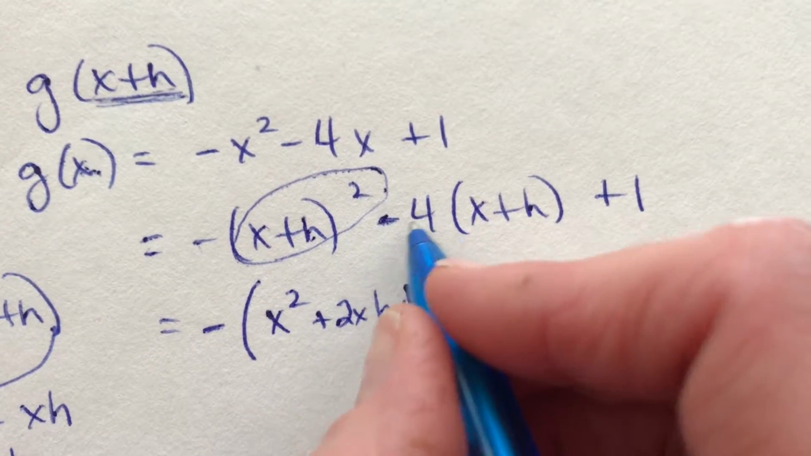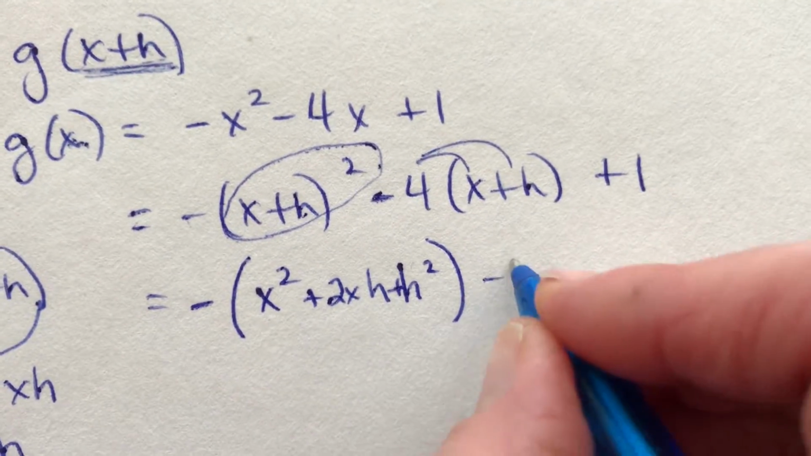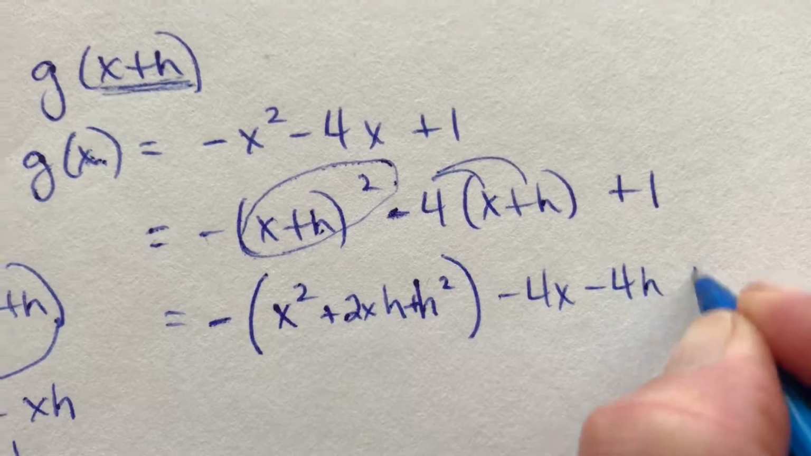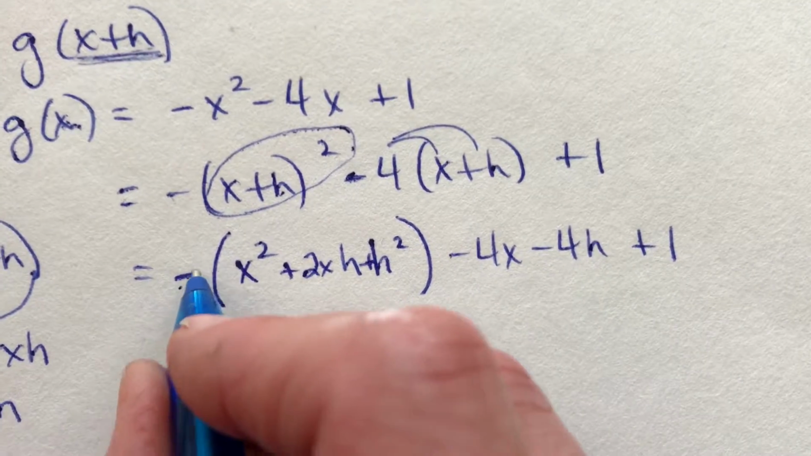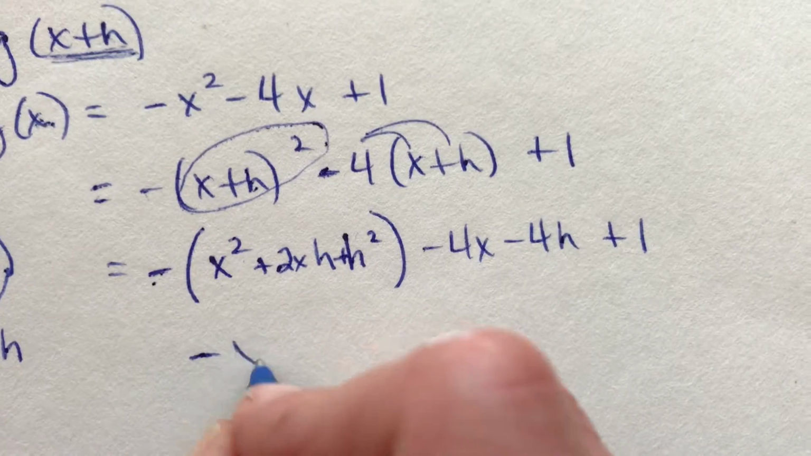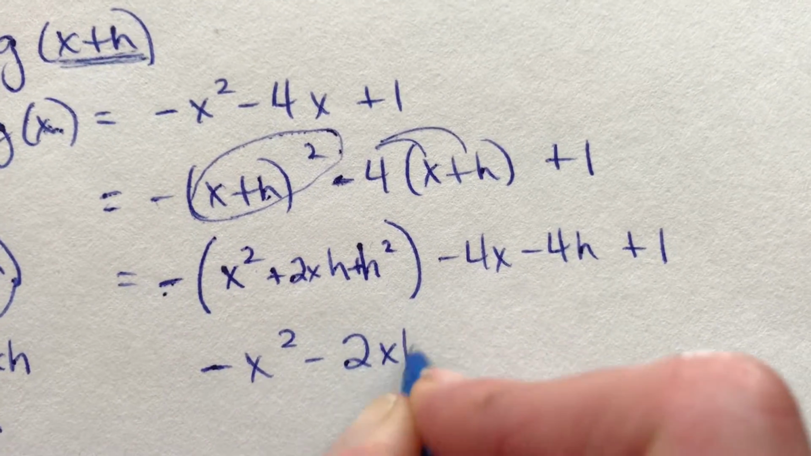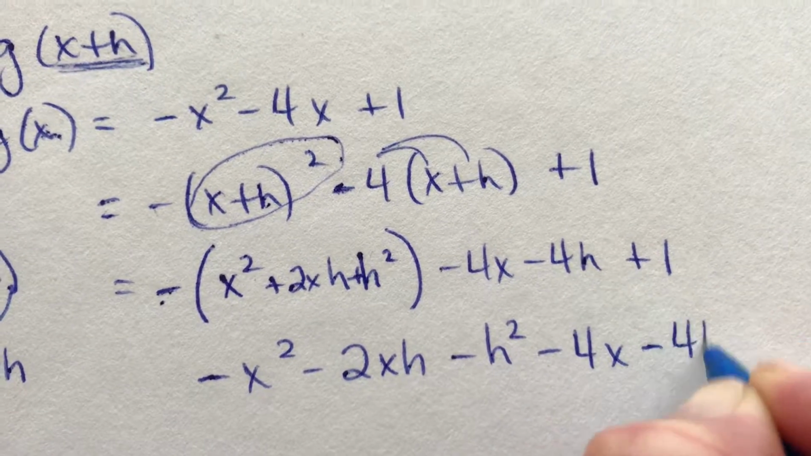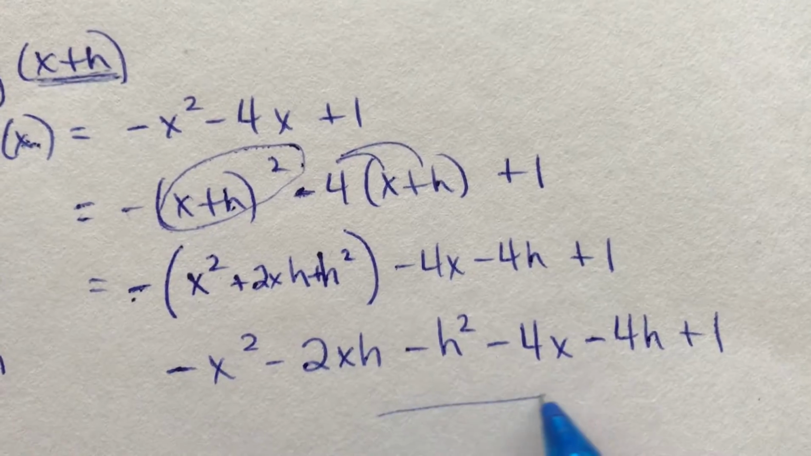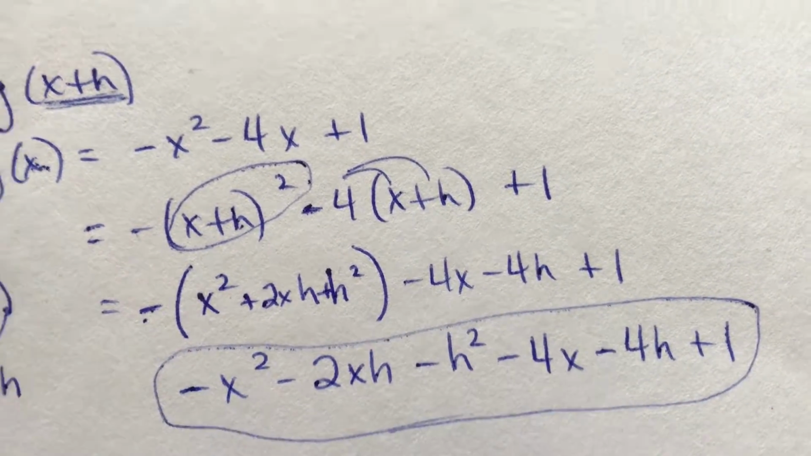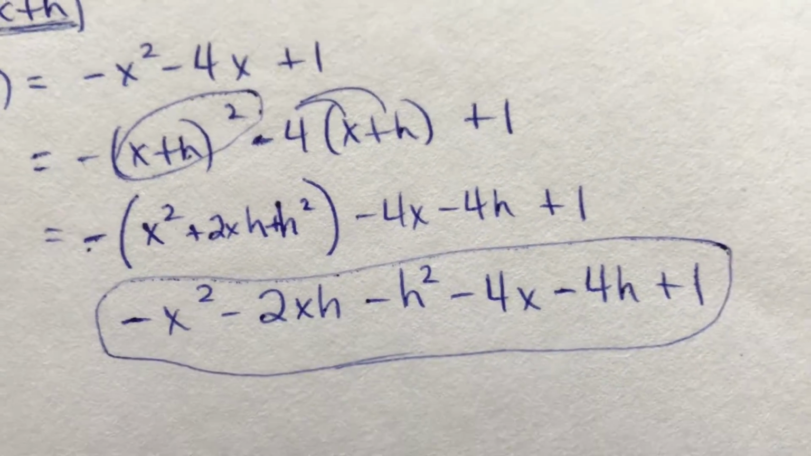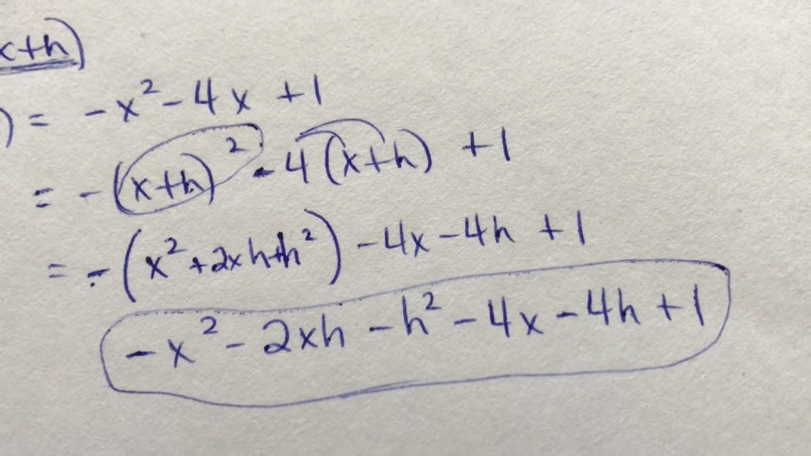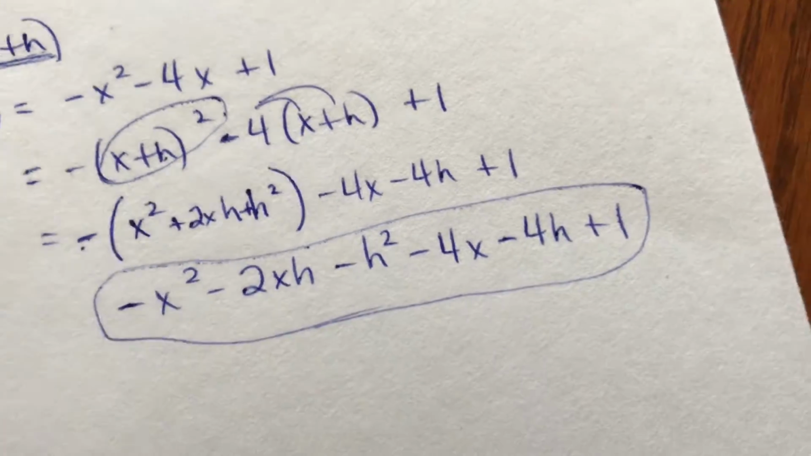Okay, don't forget this is a negative 4, so you're going to distribute that in. Plus 1. So this negative on the outside is going to change all my signs. Minus h squared minus 4x minus 4h plus 1. Okay, you talk about a wicked answer. That's it. They love to put those on the ACT, okay? Because they're mean. They're wicked.